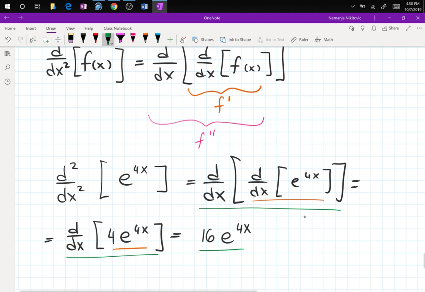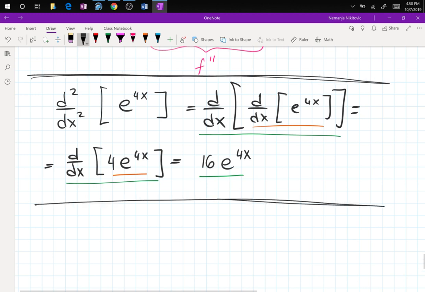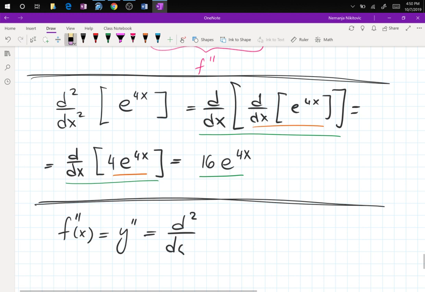So this notation can also be used. Generally, people like f double prime, y double prime, but you can use this one as well if you want to. And I don't care what you use. So you can use f double prime of x, same as y double prime, same as d squared over dx squared of the function. All the same means second derivative.